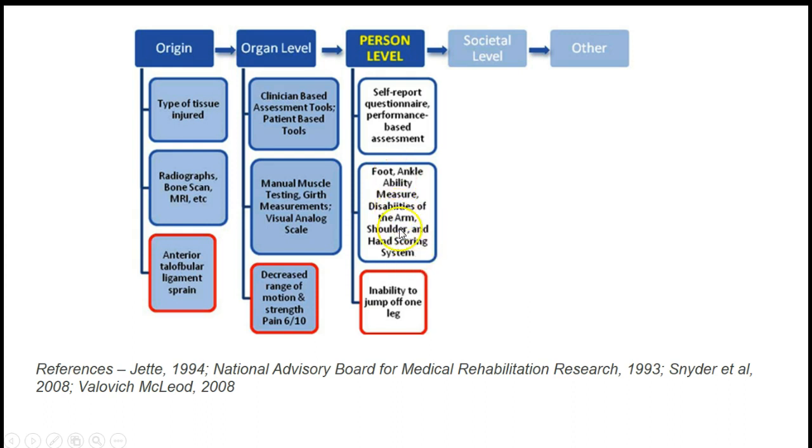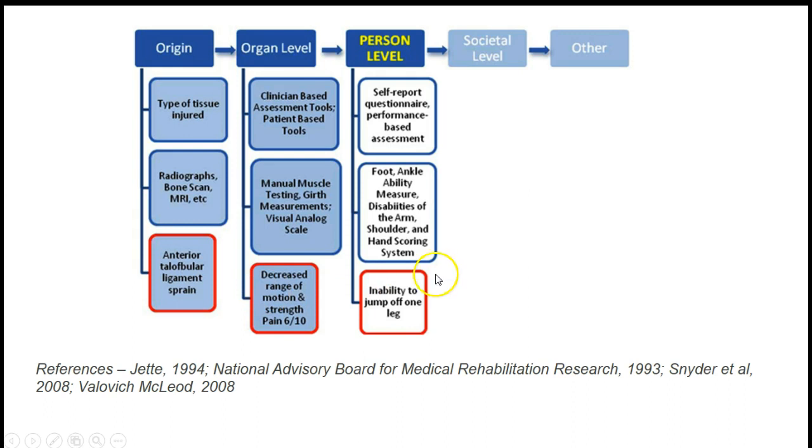So we can use specific patient-rated outcome measures at the person level. And what those specific patient-rated outcome measures tell us is what they cannot do, right? In this case, we looked at the patient's Foot and Ankle Ability Measure sheet, and they circled could not jump off of one leg.